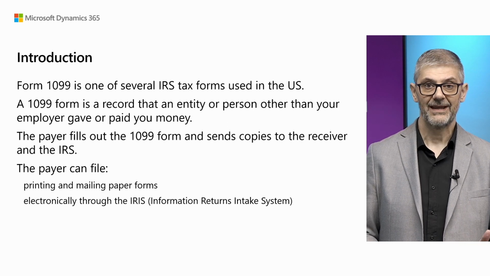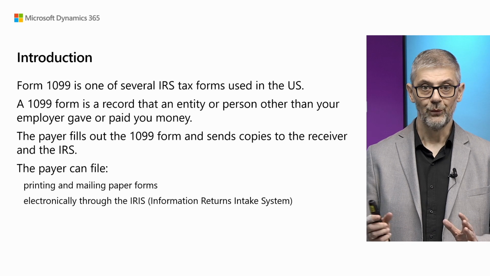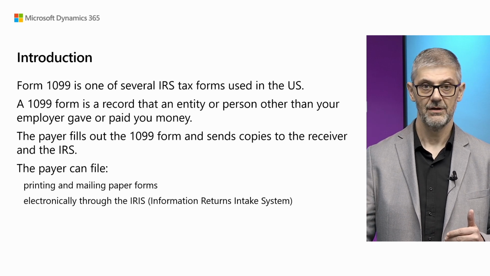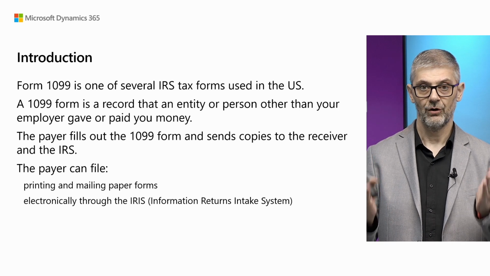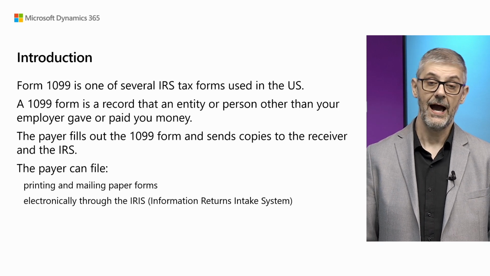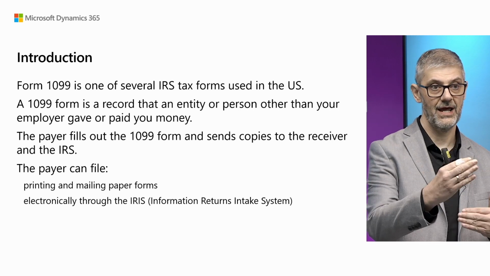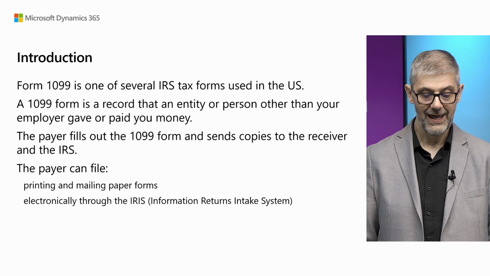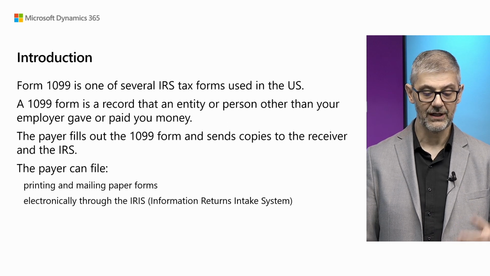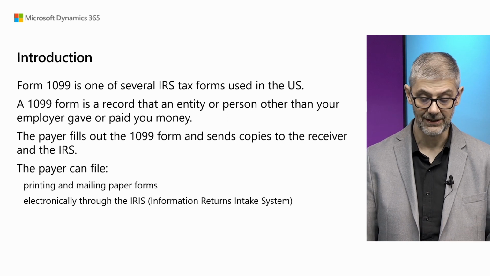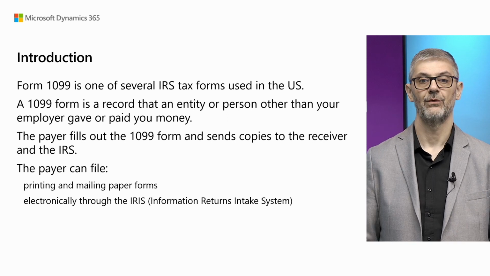So the payer can file in two ways. The payer can print and mail paper forms, that means printing on original pre-printed IRS forms and sending this to the IRS, and sending the same copy to the vendor. The other option is electronically through the IRS Information Return Intake System. That means fully automatically.